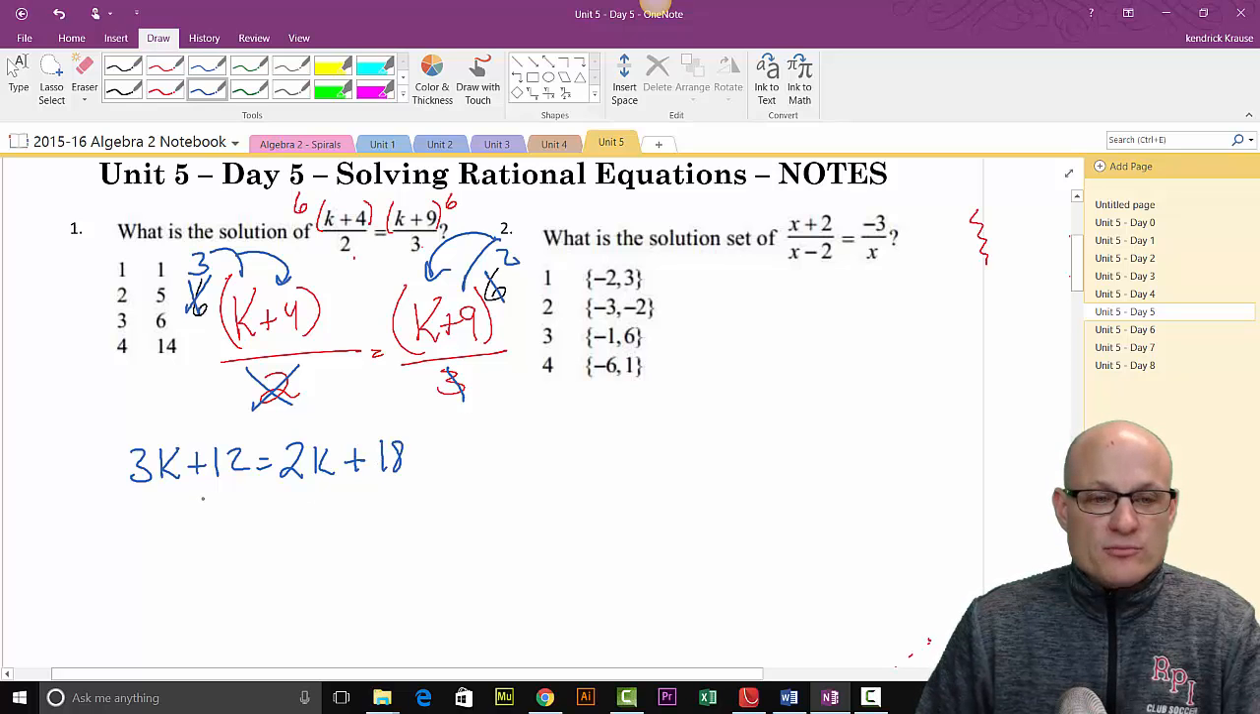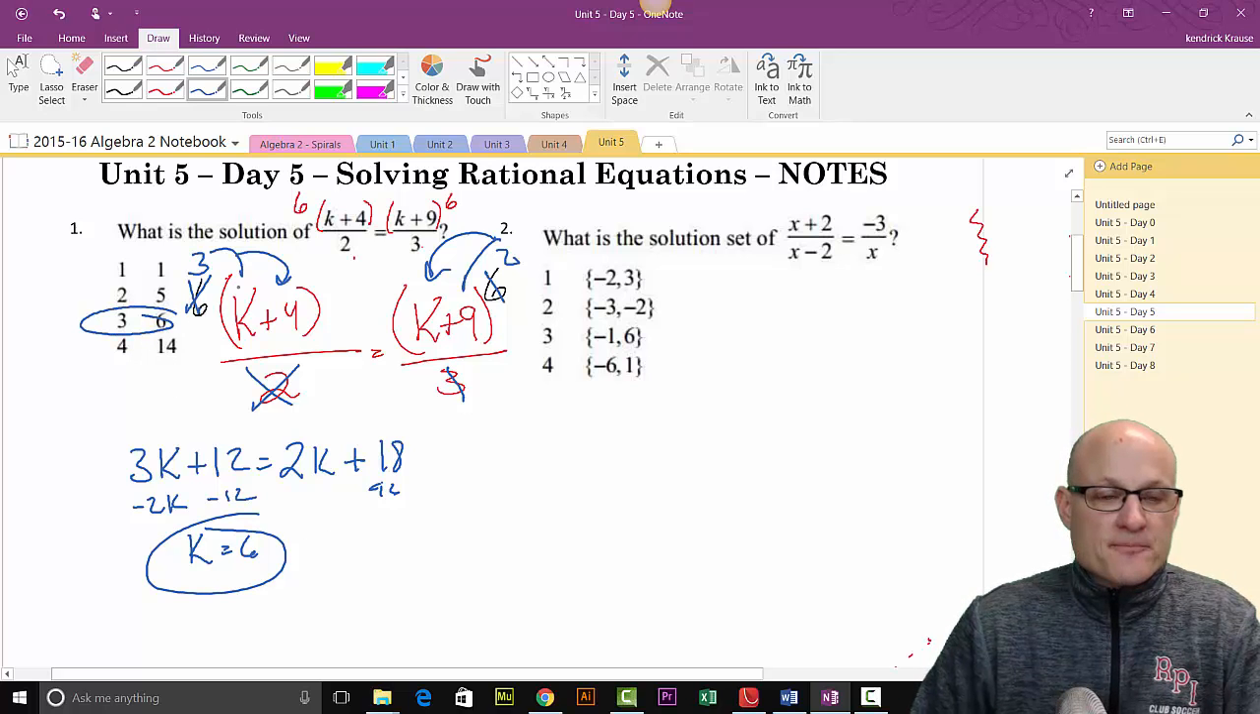Well, if I bring this 2k over, that was really disgusting. By subtracting 2k, I get k equals, I'll bring this 12 over to this side. By subtracting 12, I get k equals 6. And that's the answer. There it is right there.